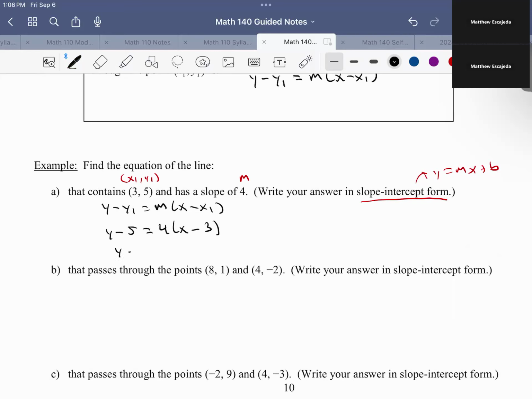So y minus 5, if I distribute the 4, I get 4x minus 12. And then I'm going to add 5 to both sides. And what I end up with is y equals 4x minus 7. And that's how we use a point slope formula.